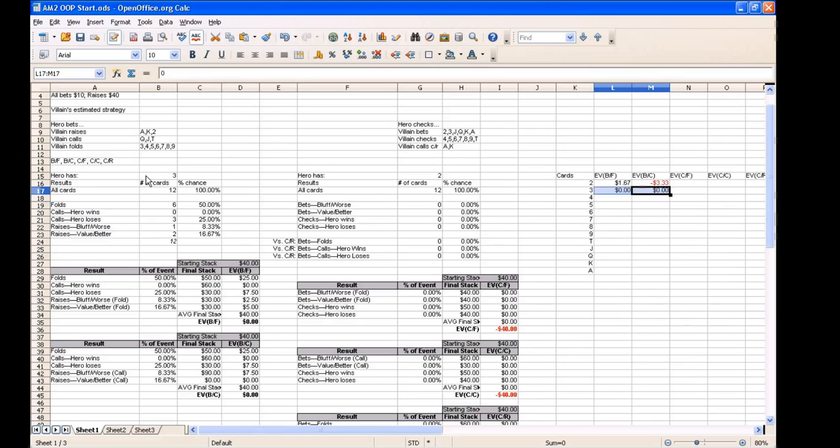And now, if you notice, having the 3, 4, 5, 6, 7, 8, 9, they're all the same. Regardless of any of these cards, 3 through 9, there's going to be 6 folds. We're never getting value. We're always getting called by 3 better hands. He's always bluff raising once and value raising twice. So these are all going to be the same. We can just copy these on down.